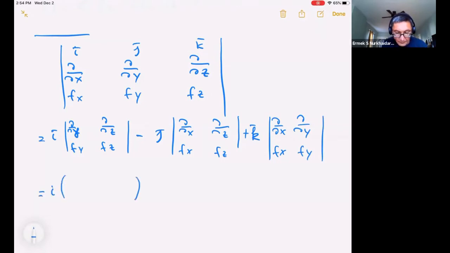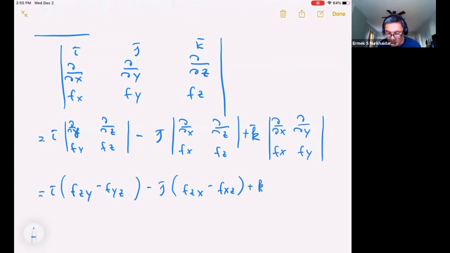For i, the main diagonal is going to be the partial derivative of f with respect to z, and then I take the derivative with respect to y, minus the partial derivative of f with respect to y, and then I take the derivative with respect to z. Minus j, the partial derivative with respect to z and then with respect to x, minus the partial derivative with respect to x and then with respect to z. Plus k, and this one is going to be the partial derivative with respect to y and then x, minus the partial derivative with respect to x and then y.